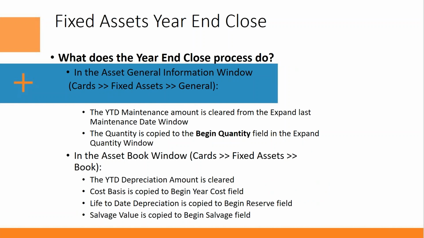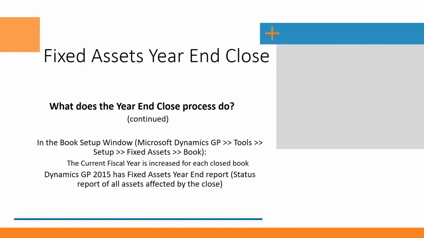The fixed asset year-end close, what do we accomplish in this? So the year-to-date maintenance is cleared from the expand last maintenance date window. The quantity is copied to the begin quantity field in the expand quantity window. And at the asset book windows, year-to-date depreciation gets zeroed, cost basis gets copied over to the beginning year cost field, life-to-date depreciation is copied to the begin reserve field, and salvage value is copied over to begin salvage value.